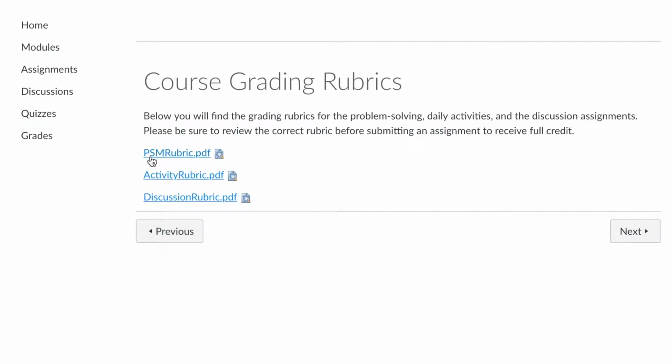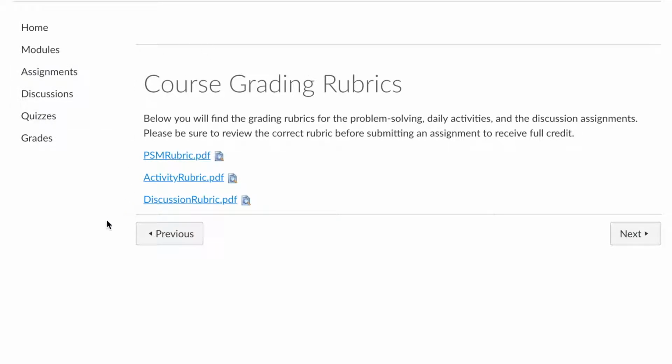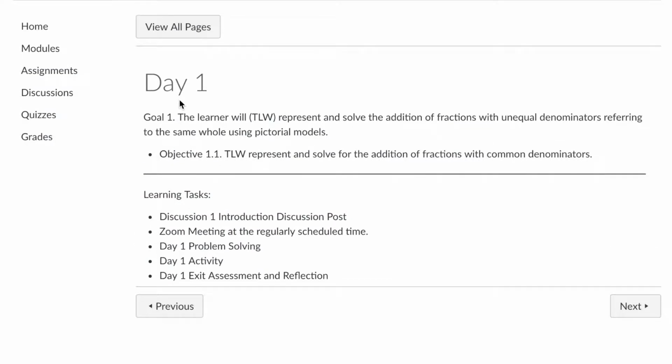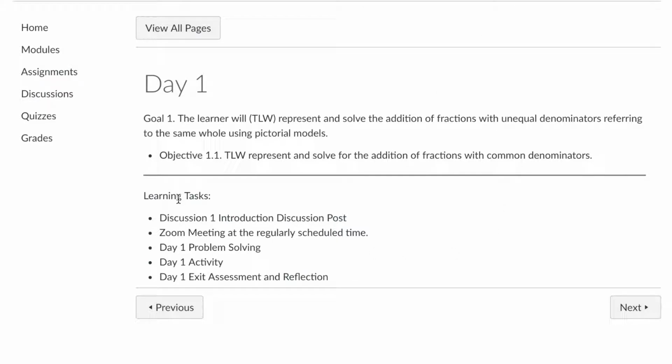The learner also has the rubrics that are going to be used to grade each of the activities, the discussions, and the problem-solving mats, so that they know how they're going to be graded and what their expectations are. Each daily module has an instruction page that goes over the goals and objectives that they are going to be working on, and the different learning tasks that they're going to need to complete are also going to be listed.